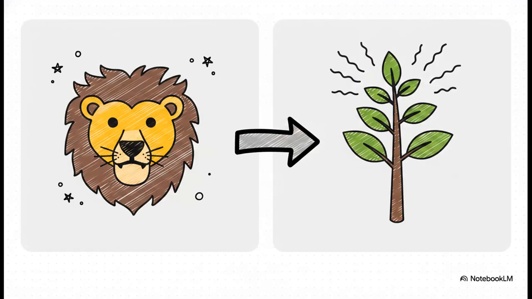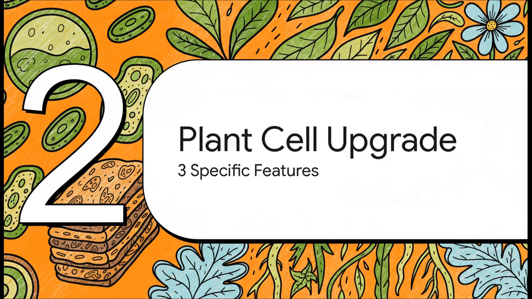All right, so we've got a solid grip on the animal cell, but what happens when an organism needs to, say, make its own food directly from sunlight, or stand perfectly tall without having any skeleton at all? Well, for that, we need to look at the plant cell. Which brings us to Section 2, the plant cell upgrade. Let's look at those specific features.